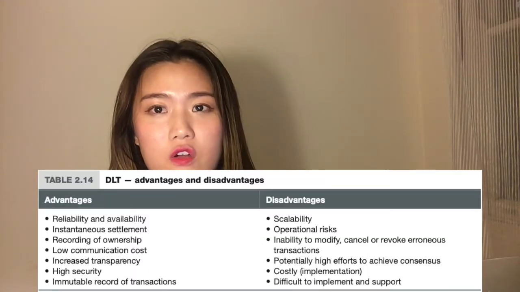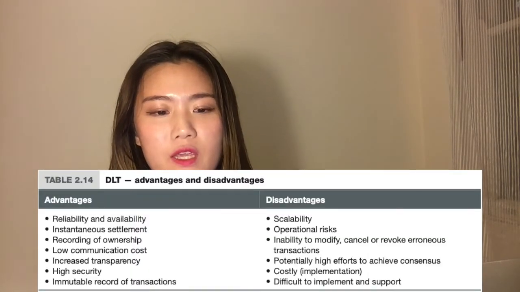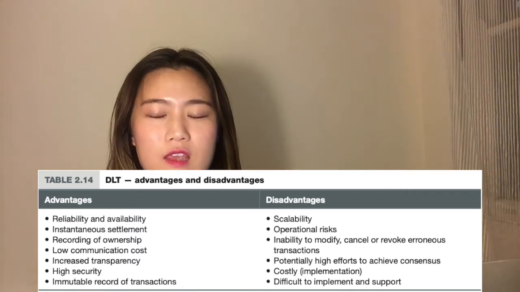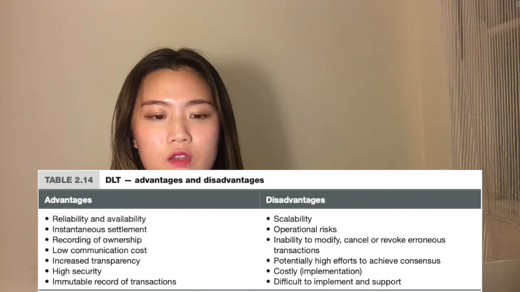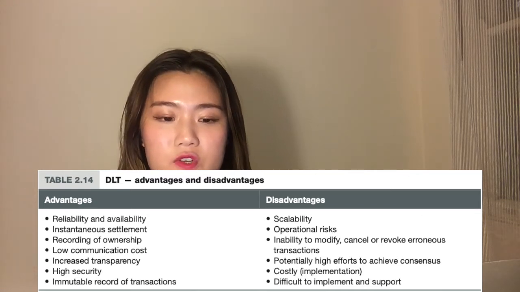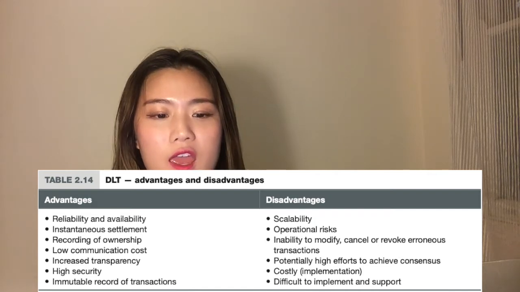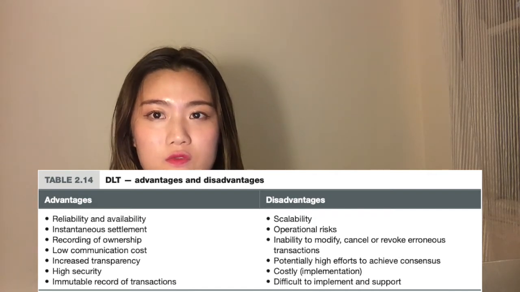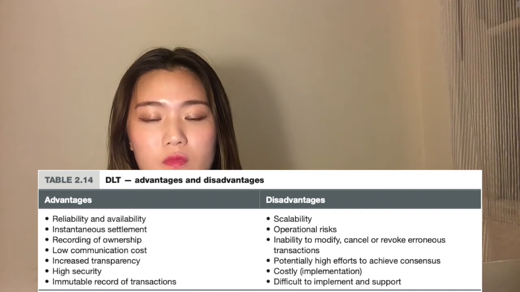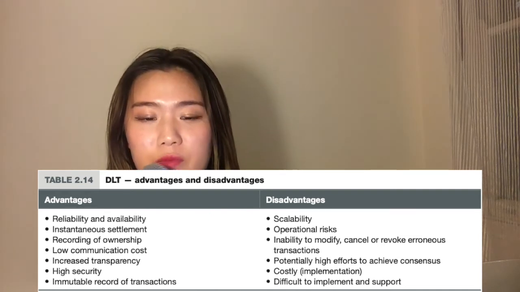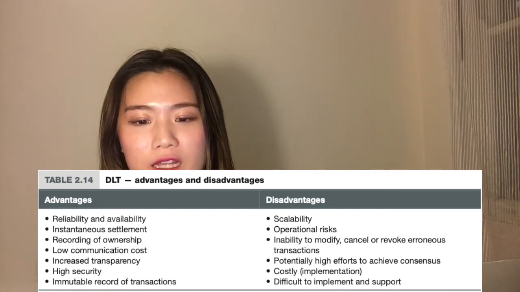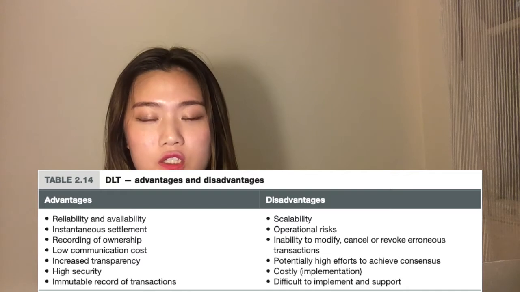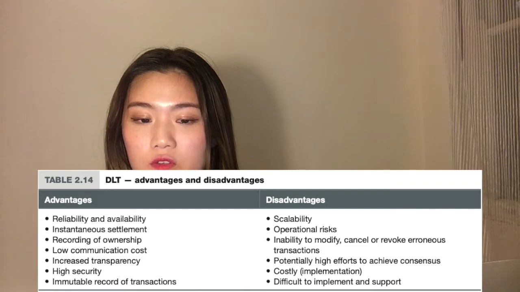So the advantages of distributed ledger technology are that it is reliable, it has instantaneous settlement, it has a recording of ownership, lower communication costs, increased transparency, high security, and the records of transactions are immutable. But the disadvantages would be scalability, operational risk, inability to modify, cancel, or revoke those transactions, potentially high effort to achieve consensus, and it is costly to implement.